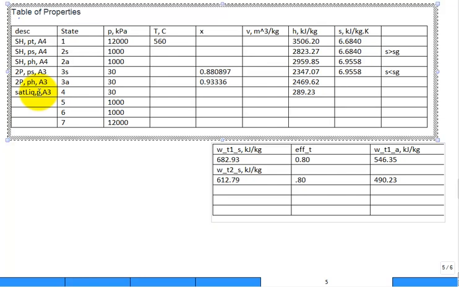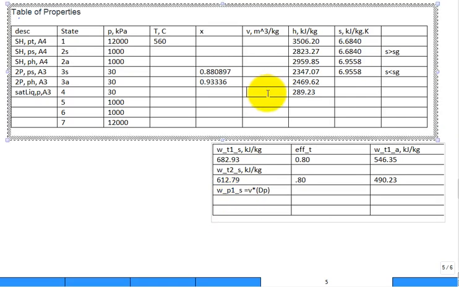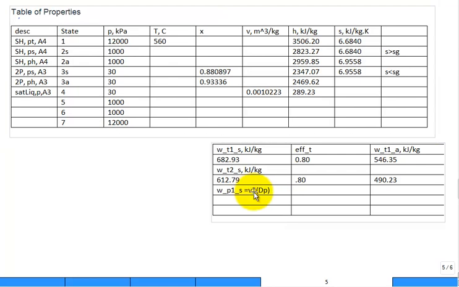Okay, now you ask yourself the question, how do I analyze that pump going from state 4 to state 5? Well, I do it in two steps. I calculate the work for that first pump, assuming it's isentropic. And you say, well, what's the equation for that? It's V times dP, the change in pressure. For this problem, I need V, so I come back here and get the specific volume of saturated liquid at that 30 kilopascal, 0.0010223. All right, there you go. So that's the V that's needed.